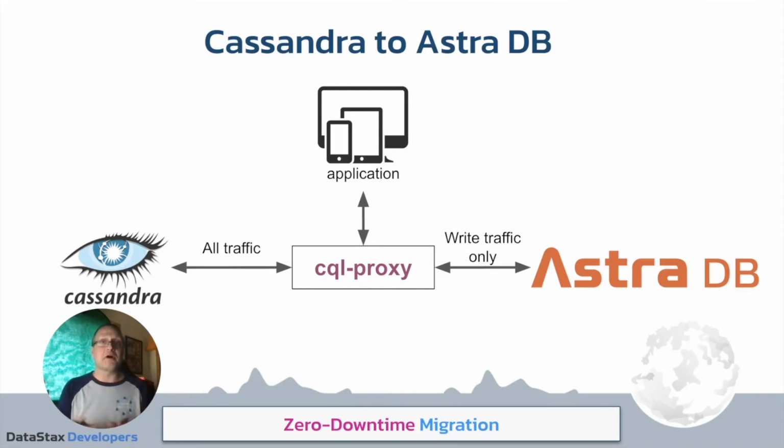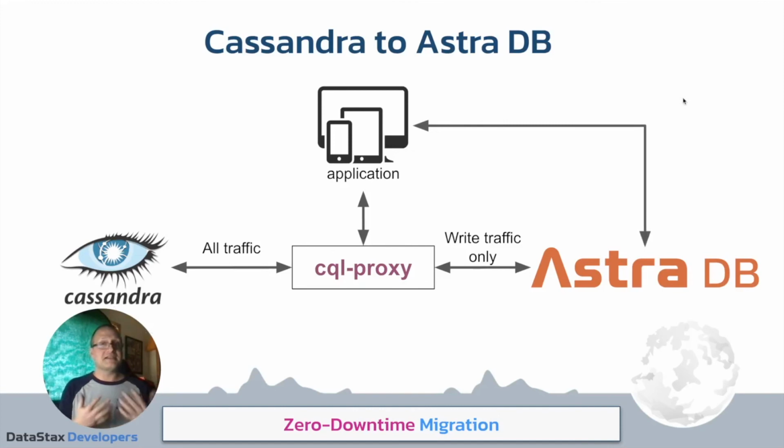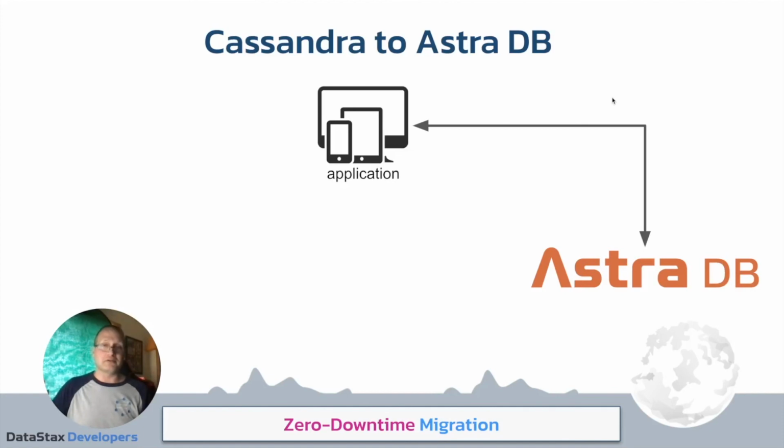That way we're capturing all of the new and current writes and data mutations that are happening so that when we move your data over, everything will be complete and up to date. With that in place, we use our tool called DS Bulk to do a lift and land of all keyspaces and tables from Cassandra over to Astra DB. Once that's complete, we go ahead and seed the application with the connection to Astra DB directly, and then decommission the old Cassandra cluster and take down CQL Proxy. And now you've completed a zero downtime migration.